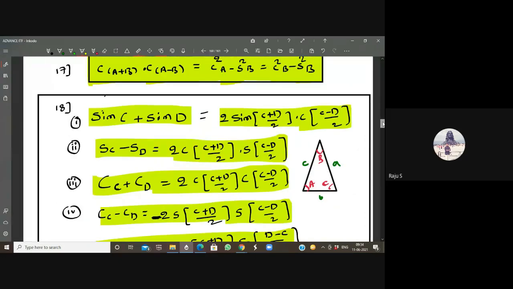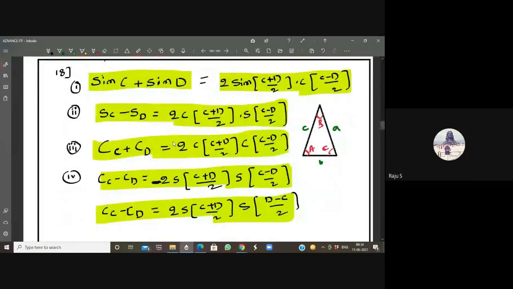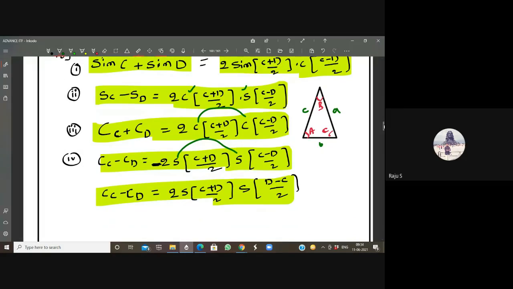Everyone should learn all these formulas. Try to remember logically. For example, when you have sin C plus sin D, the left side is sin, and on the right side one sin and one cos will come. But for cos C plus cos D, both will be cos or both will be sin. Sometimes students apply the sin C plus sin D formula to cos C plus cos D instead. Not like that. You should remember logically.